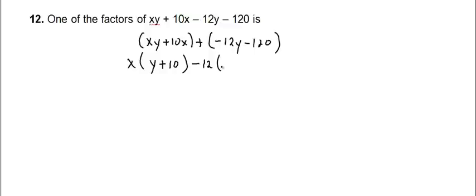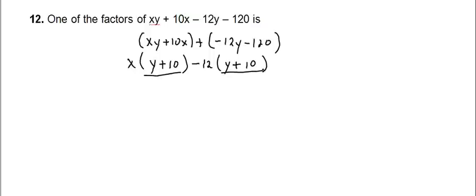So negative 12y divided by negative 12, a negative divided by a negative is a positive. So that gives us a positive y. And then we have negative 120 divided by negative 12. Again, we're dividing a negative by a negative, which would give us a positive, and that would give us a positive 10. Notice, our factors y plus 10 are the same.